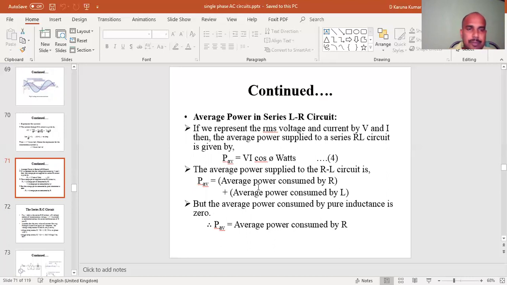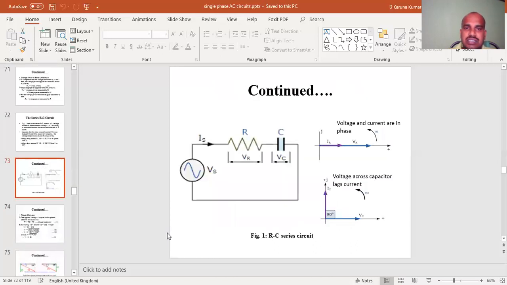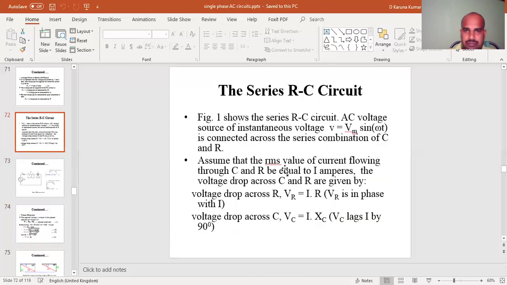Now the next one is the combination of series resistance and capacitor circuits. Before this, the topic was the series RL circuit. Now the series RC circuit. In the circuit, we have the combination of resistance and capacitance. The voltage source is applied across both elements, the resistance and the capacitance. The voltage across the resistor is VR. The voltage across the capacitor is VC.